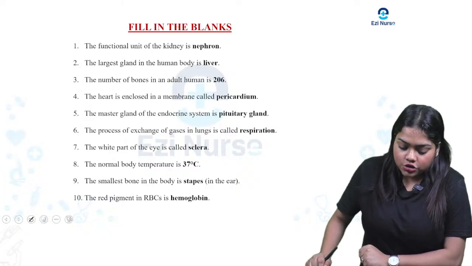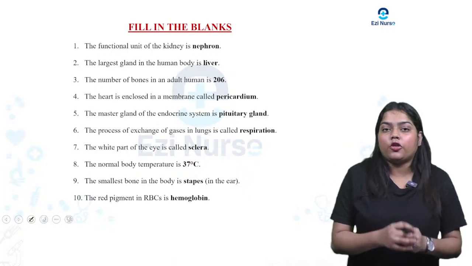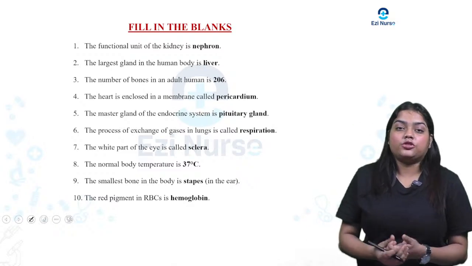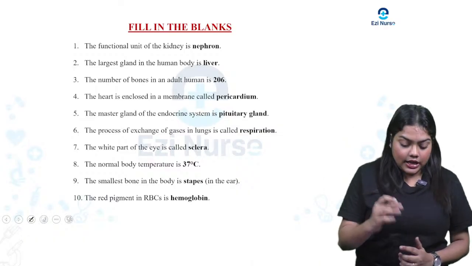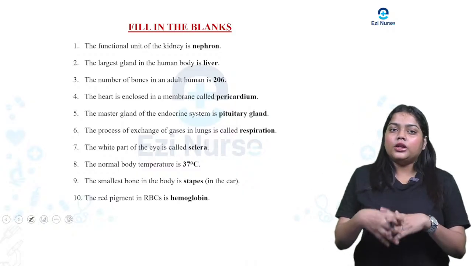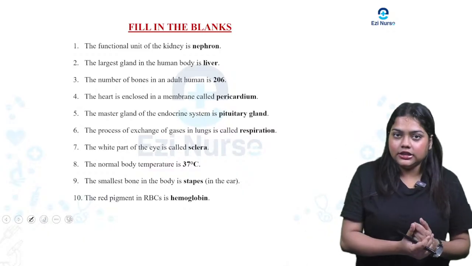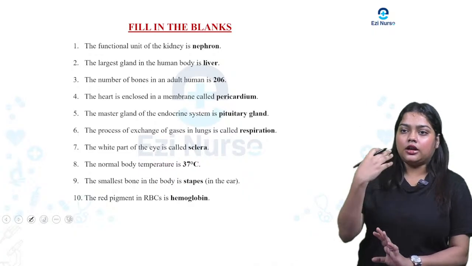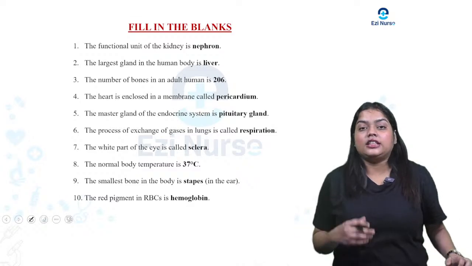First question is the functional unit of the kidney. We know nephron is the functional unit of the kidney, because nephron is filtering the urine. The next one: the largest gland in the human body is the liver. The number of bones an adult human has: normally a child, who is not an adult, has more bones, but an adult will have a total of 206 bones.